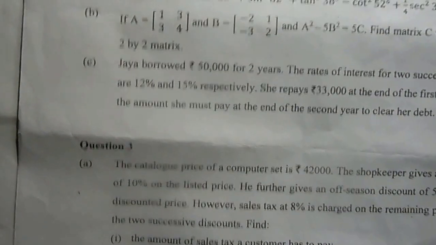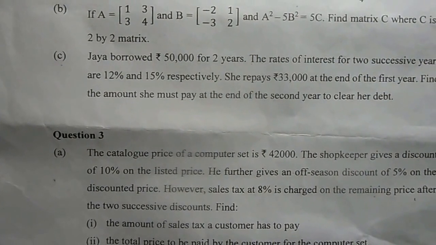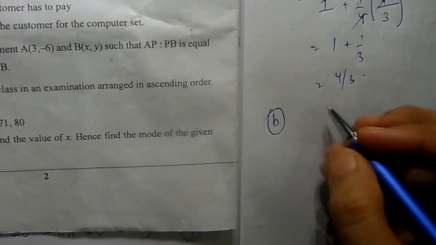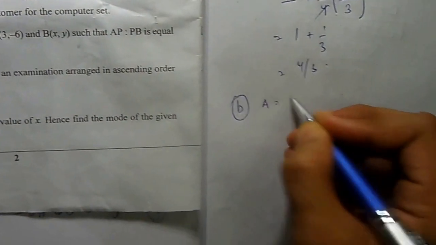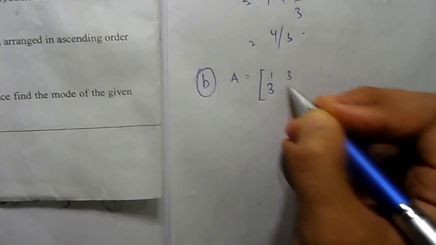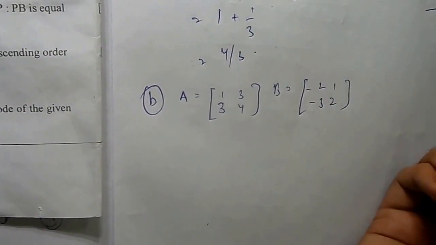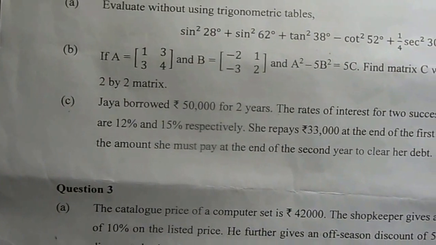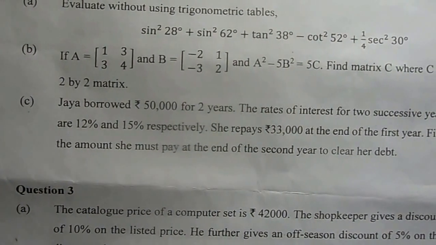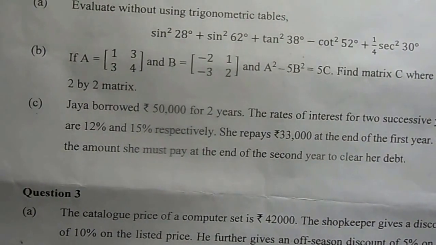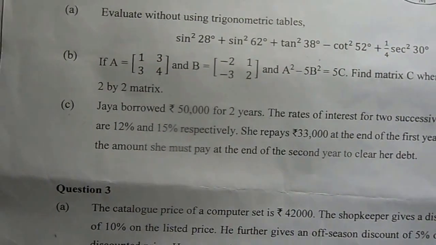Okay, so next question. Now the next question belongs to matrices, and this is the easiest chapter that I read in class 10. So I hope you can solve it on your own, but I'll solve it for you. So 2b, we have an equation. We have two matrices given to us. A equals [1, 3; 3, 4] and B equals [-2, -3; 1, 2]. Now we have been given an equation A square minus 5B square equals 5C. Now we have to find matrix C, where C is a 2 by 2 matrix. There is no need to give that. So this is the flaw of the ICSE.